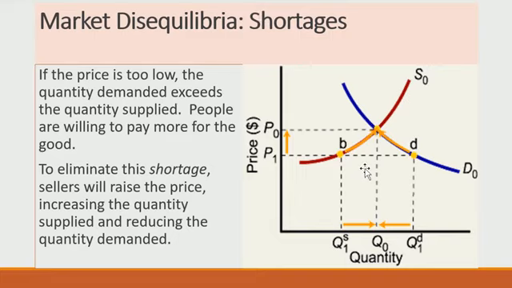And when there is an excess demand, or shortage, that causes sellers to raise the price, and with the rising price you can expect quantity supplied to increase, and with the increased price quantity demanded should decrease, and these two forces will continue to move in this direction until it reaches the equilibrium point where quantity demanded equals quantity supplied.